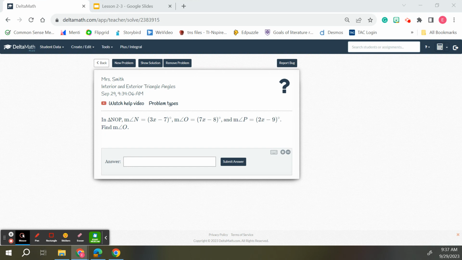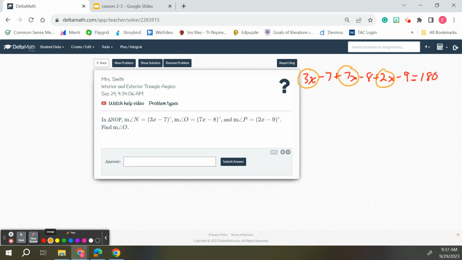Okay, so let's go over it real quick. So remember, these are the 3 angles of the triangle. Like if I drew it out again, this will be 3x minus 7 plus 7x minus 8 plus 2x minus 9 equals 180 degrees. Everybody with me so far? Okay, so I'm going to combine my like terms. Looks like I got 12x here.